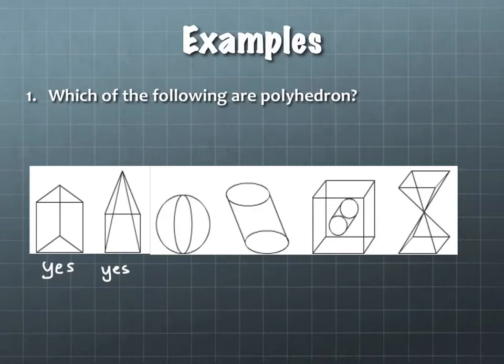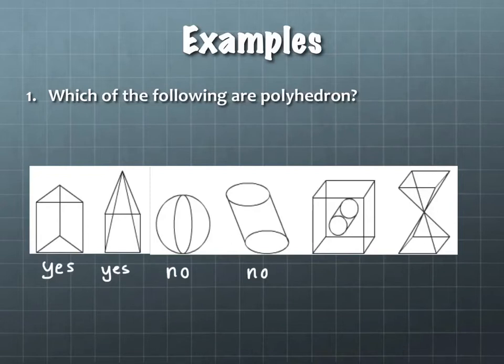The third one, that's a sphere. Is it a polyhedron? No, it's not a polyhedron because it doesn't have those polygon faces, right? It's circular all the way, so to speak. How about the next one? Also a no. I've got circles on the top and bottom. Circles are not polygons.